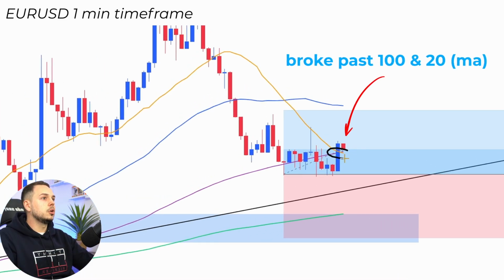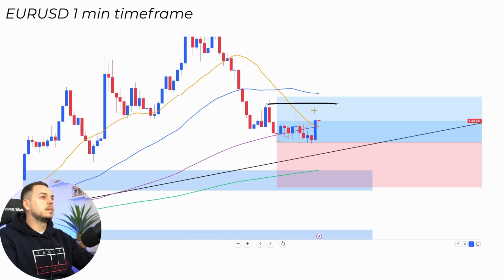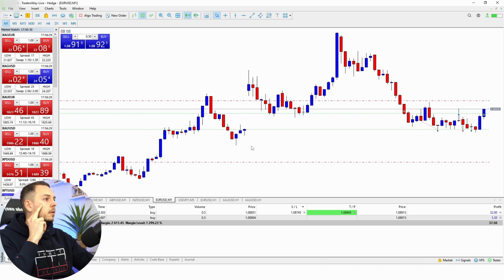Okay, nice. So we broke past the 120 moving averages. This is great. It's also a bullish engulfing candlestick, which is even better. Likely it's going to retest this area zone, probably the 50 as well. This is good. This is what I like to see. I might even enter another trade. Let me go for 0.50. Once again, let's recover that bad boy.